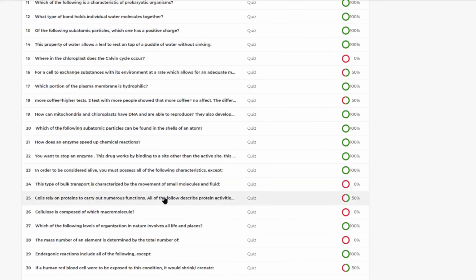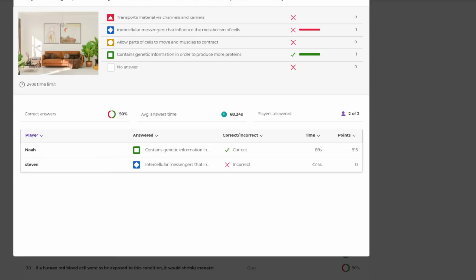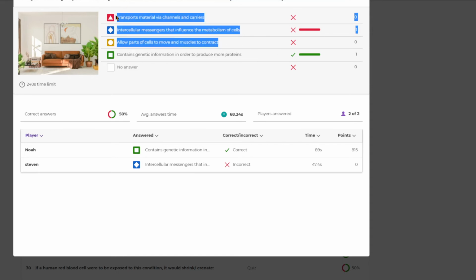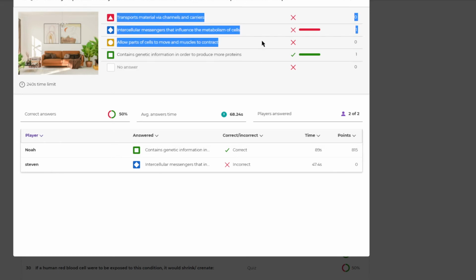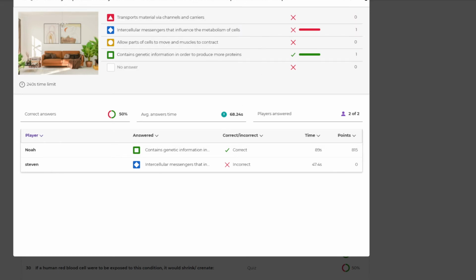25. You only got this wrong. This one's the right one because nucleic acids do that. DNA does that, not proteins. Proteins do much of everything. This is what DNA does. So just remember, DNA is the one that stores genetic information, or another word, contains, and it can produce more proteins like that with mRNA and that stuff. These three are all done by proteins.